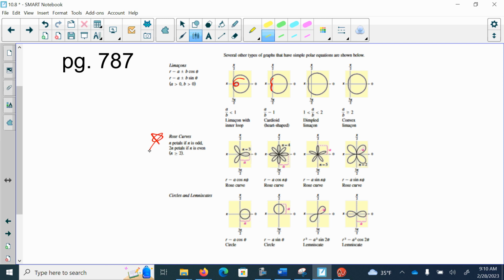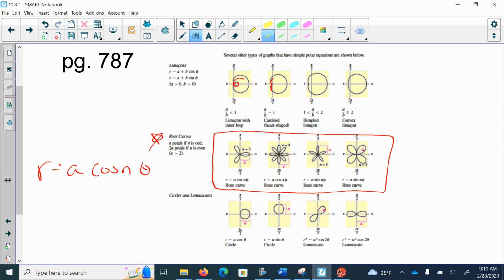So the only one that you're going to be expected to graph, besides graphing points, and without checking your calculator, is a rose curve. So I'm focusing on these. A rose curve always comes in a pattern of r equals a, and then you have either sine or cosine. So let's say it's cosine n theta. This a is going to be your max or your min, depending on if it's positive or negative. This n tells you how many petals you have. If n is odd, that's the number of petals you have. If n is even, then you have twice as many petals.